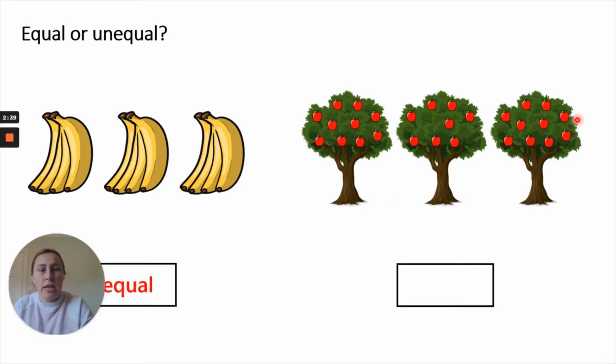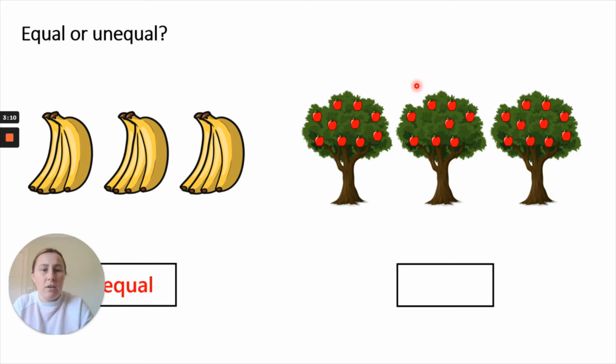What about the trees? Can you have a try? So first of all, how many groups have we got? We're looking at groups of apples. So how many apples are on each tree? But there are 3 trees, so that means there are 3 groups. And then we need to count the apples. So on this tree, the first group of apples, there are 10 apples. Well done if you counted those.